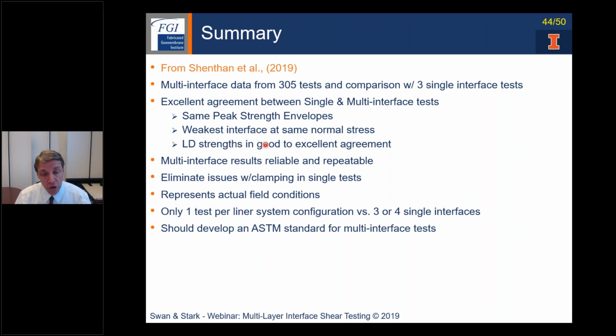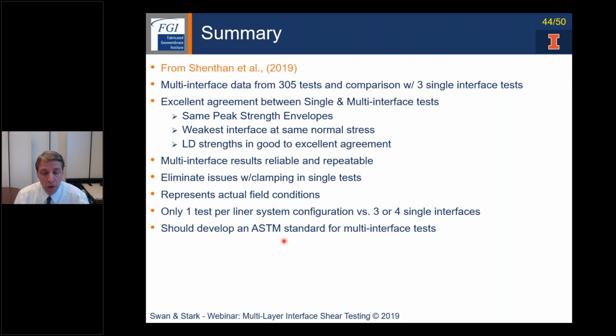Large displacements are good to excellent, as I showed some results. Multi-interface results look reliable and repeatable. They do eliminate issues with clamping the geosynthetics, as Rob mentioned. They represent the field conditions, and you need one liner system configuration tested instead of 3 or 4 single interfaces.